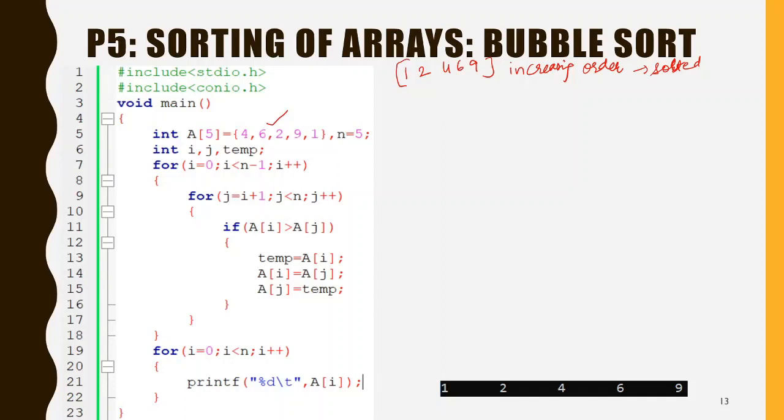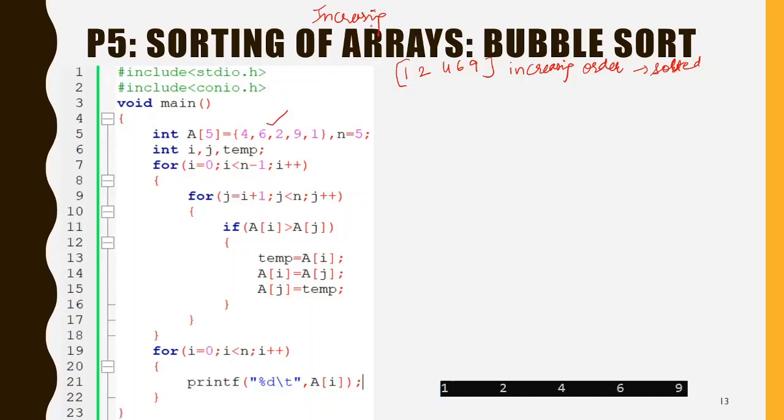Now it is up to you, or as per the need of the problem that you are solving, whether you take increasing order or decreasing order. Here we are taking the problem to solve in increasing order.